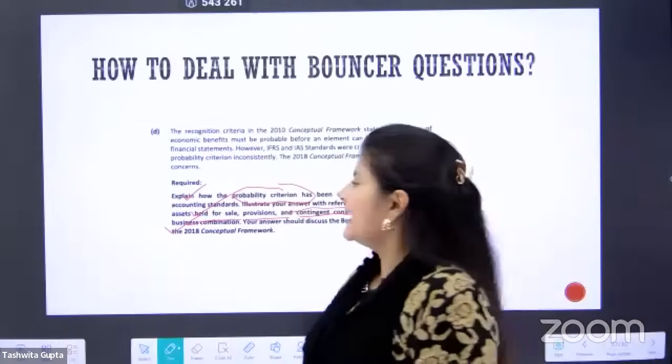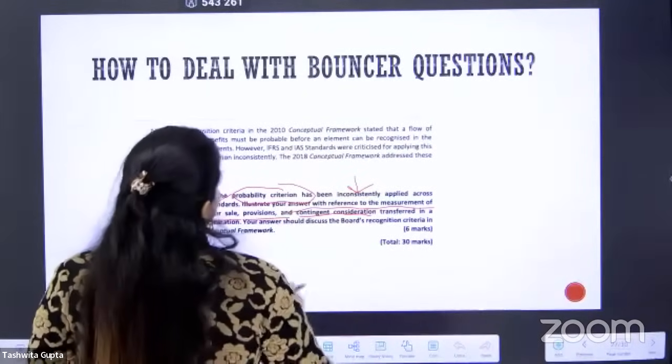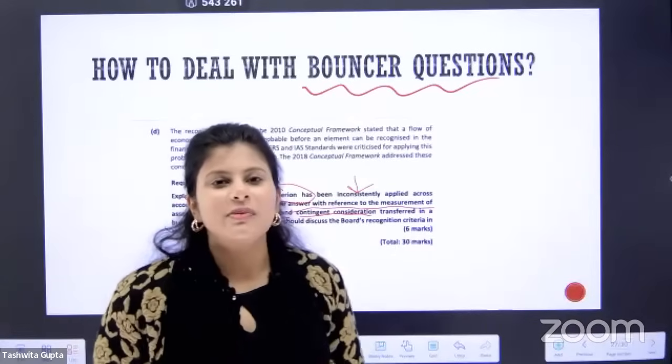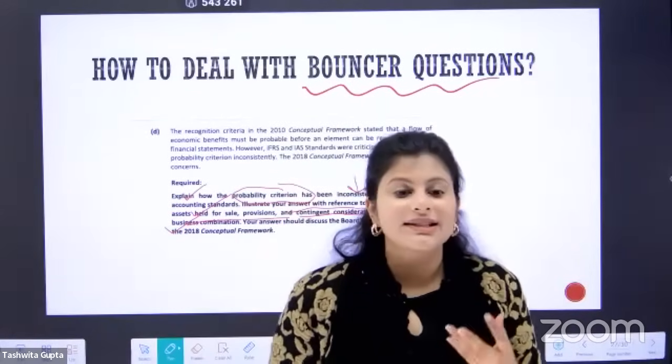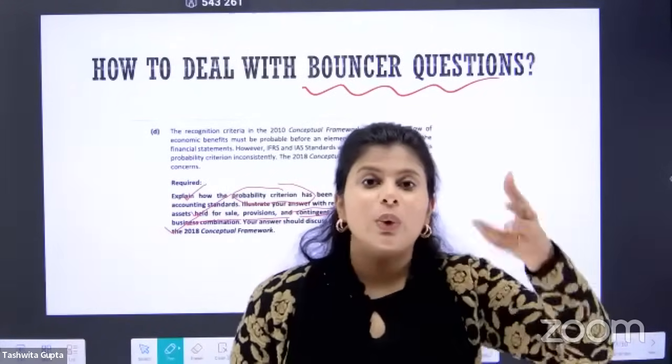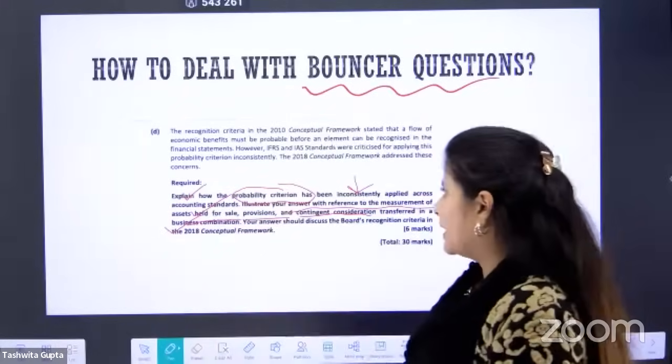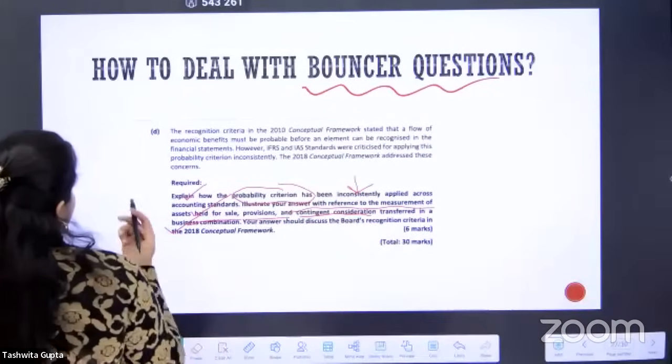Okay, let's get started. How to deal with bouncer questions. If you are a fan of cricket, you know what a bouncer ball is. Such questions can be there in the exam also, which go over the head, which are bouncers. Example in front of you. This is from Luna company.